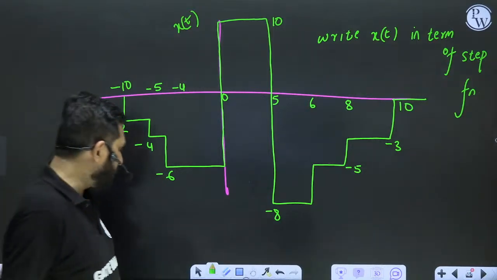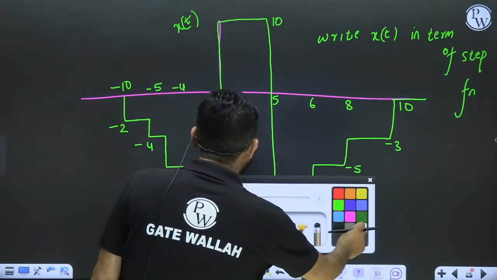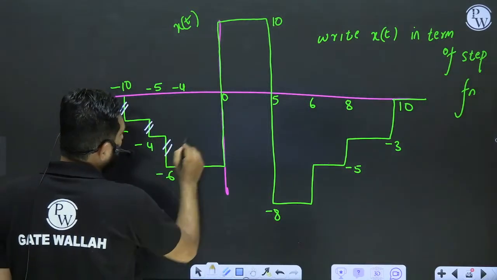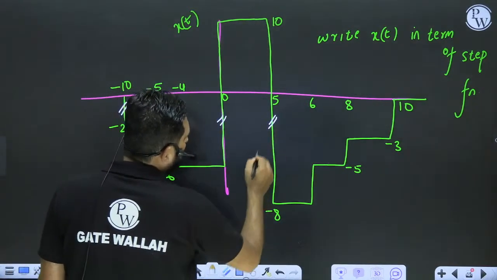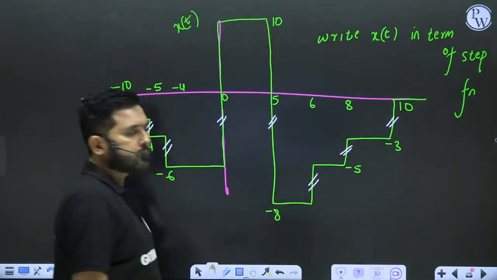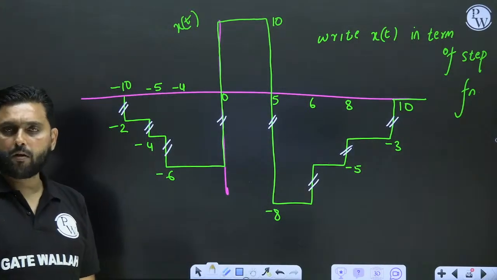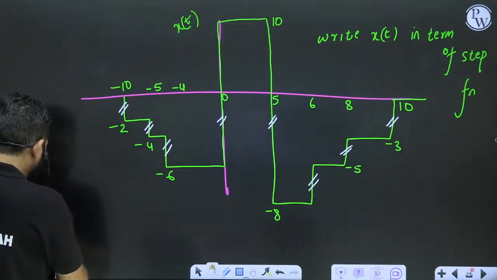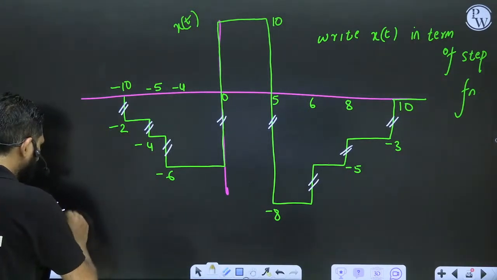Yes, count the number of jumps now. See here, how many jumps do we have? This is a jump, that is a jump, this is a jump, that is a jump, that is a jump. Yes or no? So these are the number of jumps we have. Just write the jumps randomly. So x of t must be what?